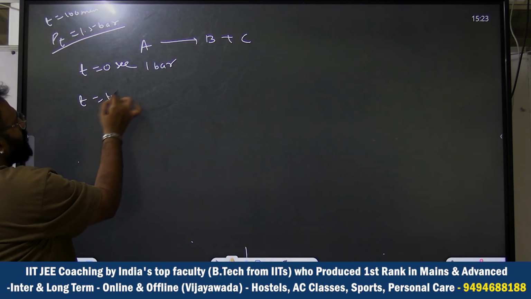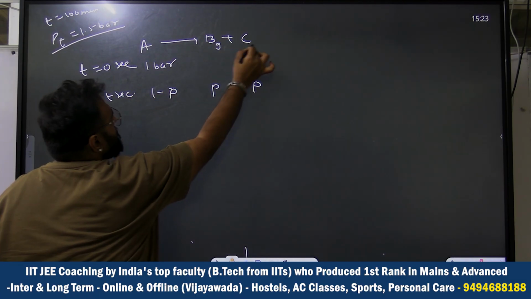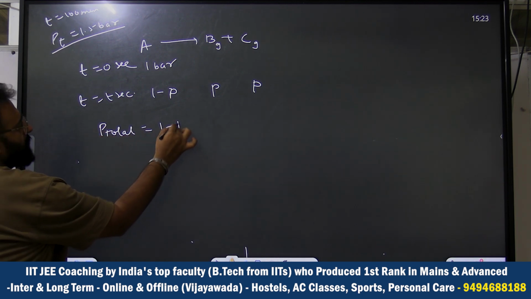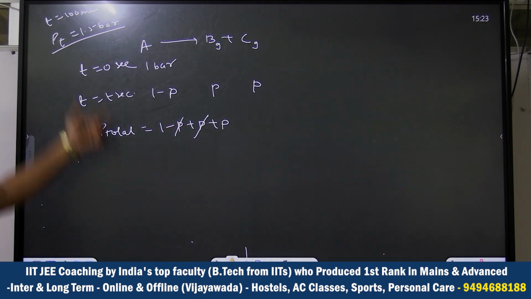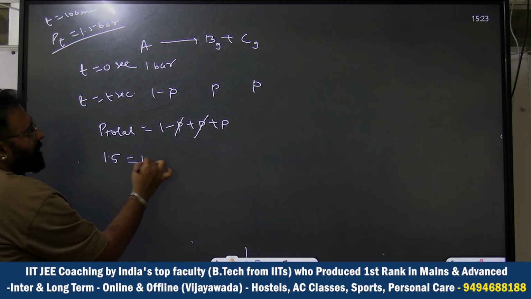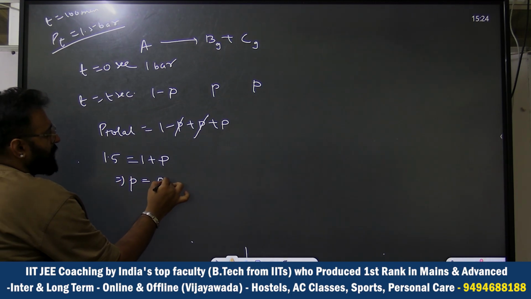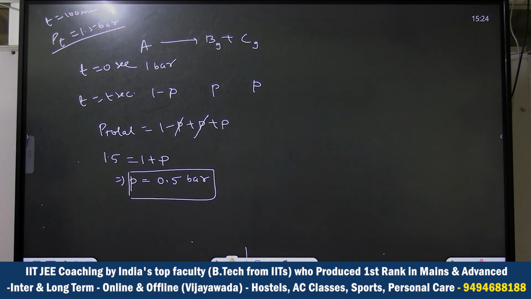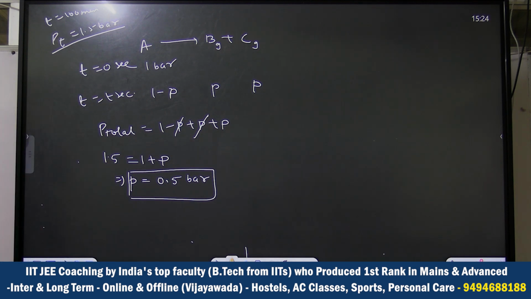At time t, A will be 1 minus p, B will be p, and C will be p. So P total is 1 minus p plus p plus p, and p and minus p cancel. In the question, what is P total given? 1.5 bar, so 1 plus p. So what is p? p is equal to 0.5 bar.